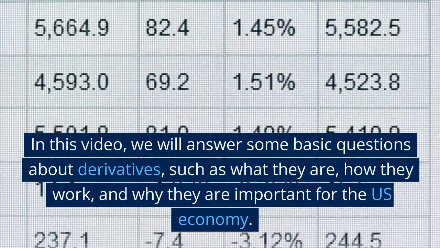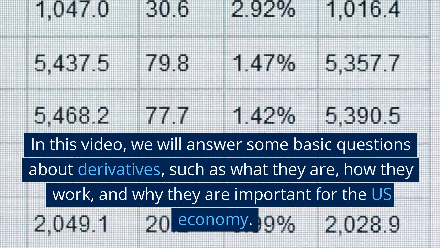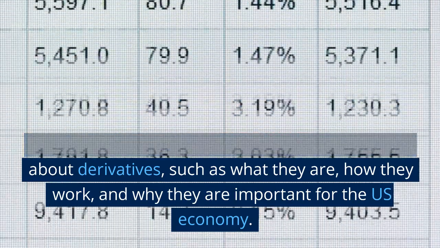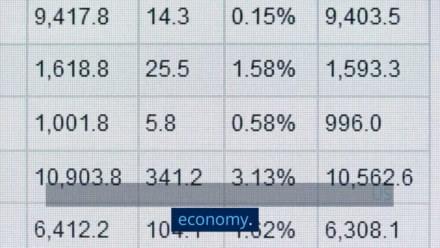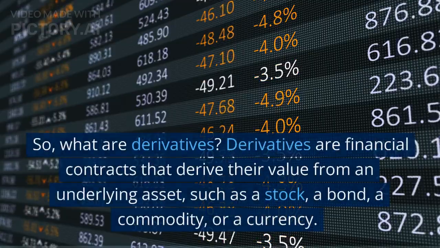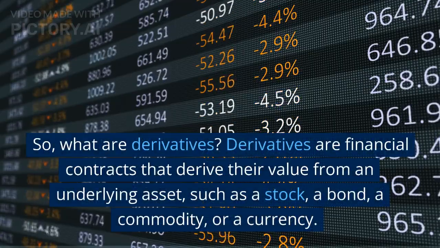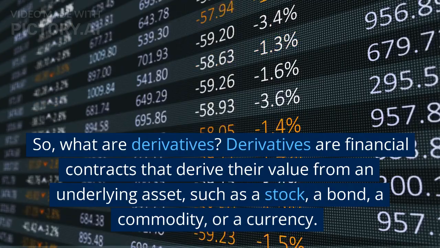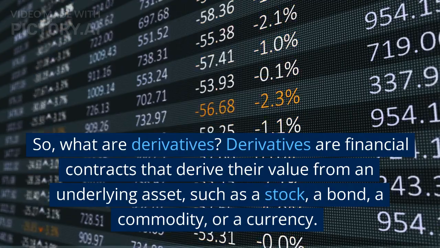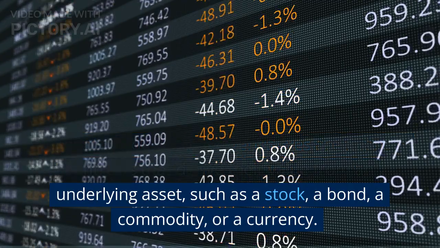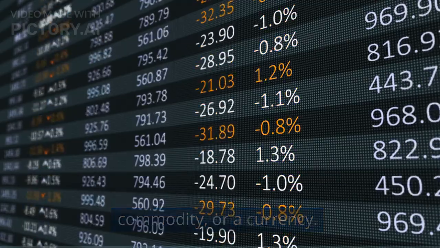In this video, we will answer some basic questions about derivatives, such as what they are, how they work, and why they are important for the US economy. So, what are derivatives? Derivatives are financial contracts that derive their value from an underlying asset, such as a stock, a bond, a commodity, or a currency.